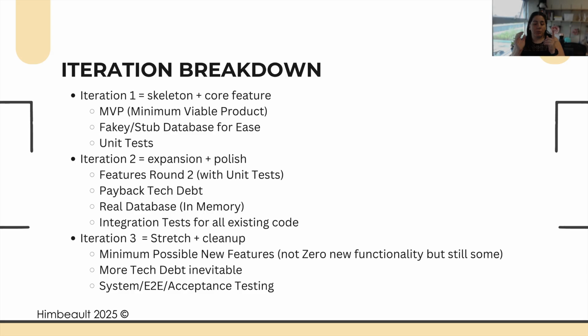So that's iteration 1. Typically when we say core feature, that should probably have an S on it, like plural. We want like 3 features, right? You want to try and get 3 features in there.